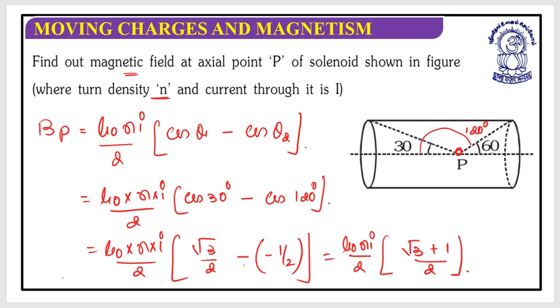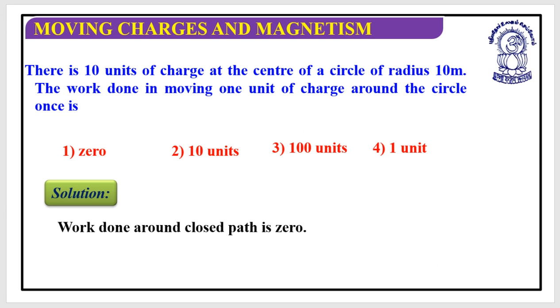I hope this is clear. This is the magnetic field at point P, which should be equal to mu naught N I by 2 into bracket root 3 plus 1 by 2. Is it clear? Any doubts on this? No? Great. So let's have certain questions over this.